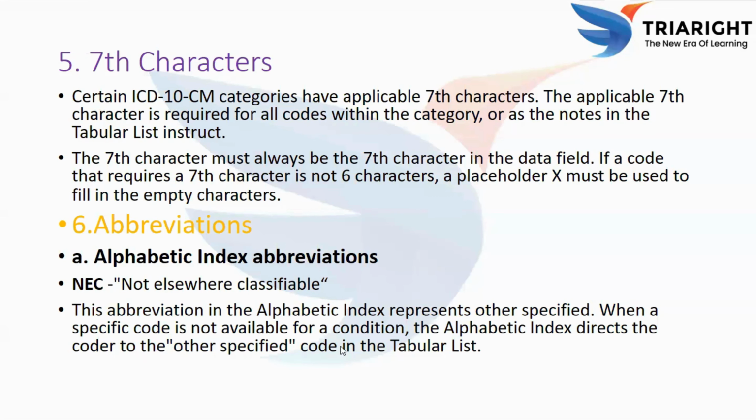So what do you mean by it? This NEC is used when there is no specific code for a condition. You will never find a specific code for this condition; the condition is out of the ICD-10-CM book. So you have to use NEC there. It refers the coder to the other specified code in the tabular list. So if the alphabetical index entry is listed with NEC, it means this condition doesn't have its own specific code. Then you have to use the other specified option in the category. So this is what is meant by NEC.